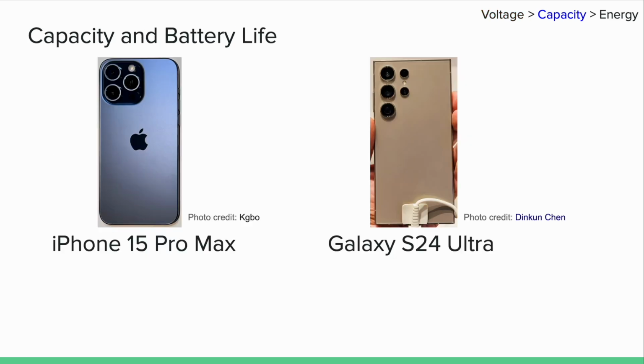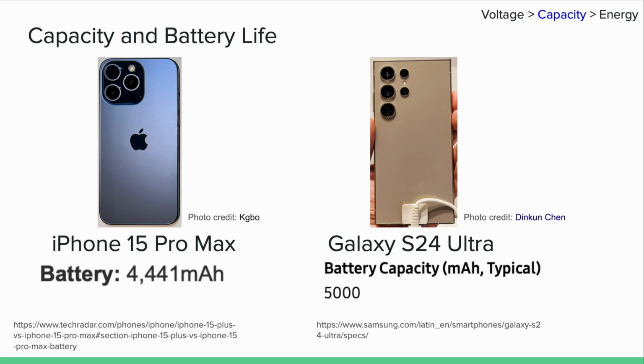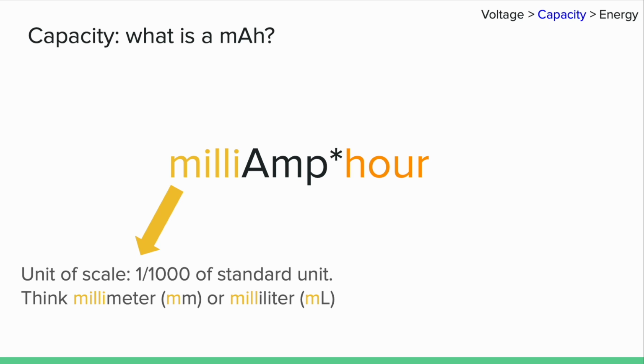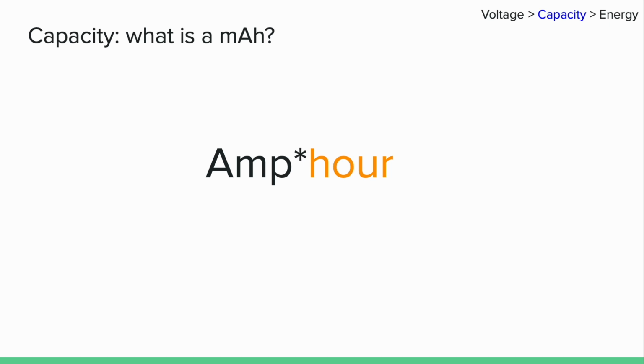You may have heard of these smartphones, but not many people look at the battery specs. Here we can see that the Galaxy S24 Ultra battery has a greater capacity by about 500 milliamp hours, mAh. So what does that mean? More importantly, what is a milliamp hour? Milli is just a unit of scale, meaning 1/1000th of a unit, like millimeter or milliliter. Let's remove it for simplicity and focus on the rest of the word.